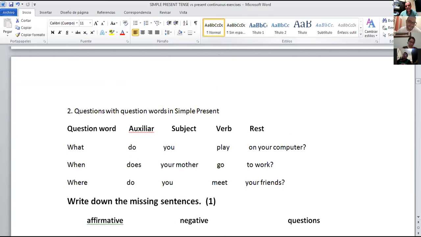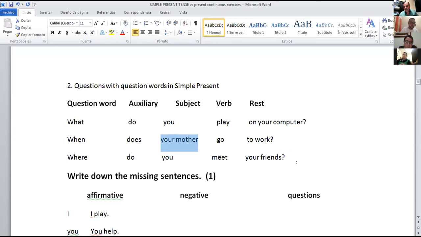Ahora, that was with yes and no questions. We are going to work with question words. These are the question words. What, when, where. So, the question words, they go at the beginning of the question. Then the auxiliary, can you see here? Auxiliary. Then the auxiliary, then the subject, you, your mother, you. Then the verb, play, go, meet, and the rest of the sentence. For example, what do you play on your computer? When does your mother, because your mother is she, when does your mother go to work? Where do you meet your friends?